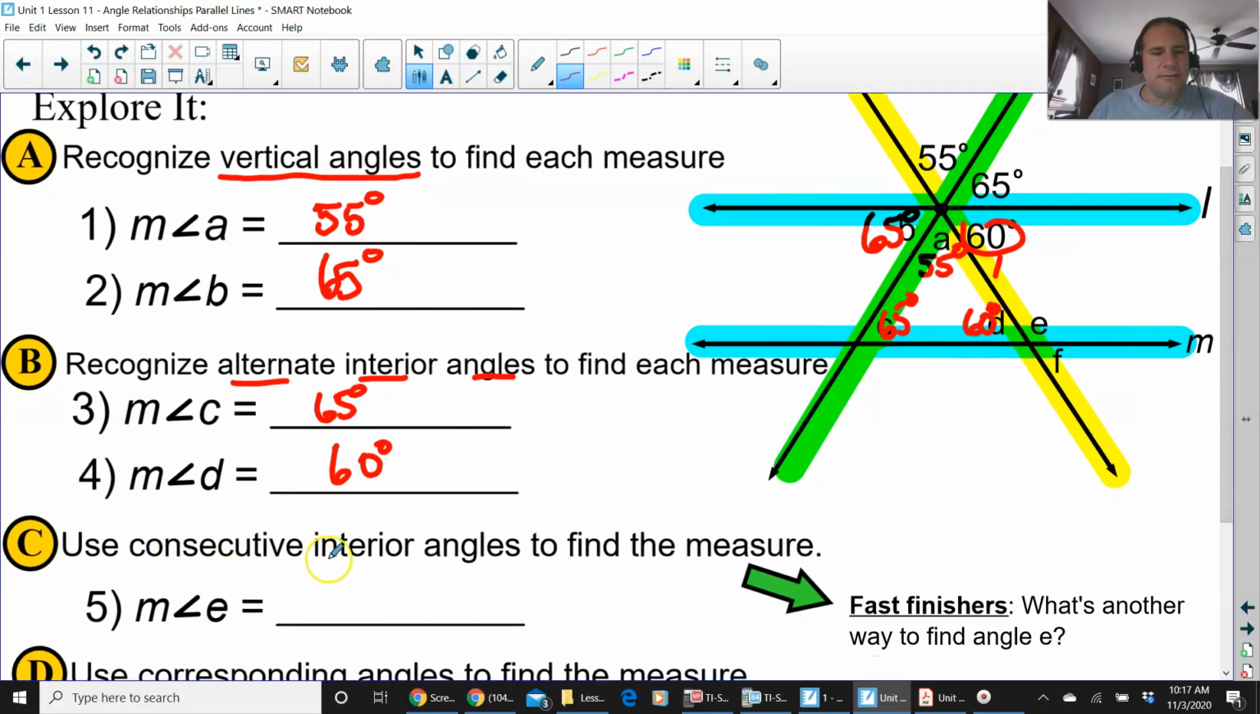So, consecutive interior angles. Let's see. Measure of angle E.